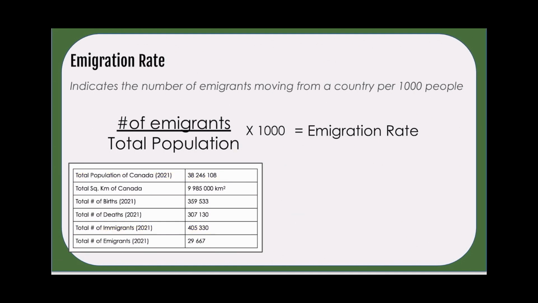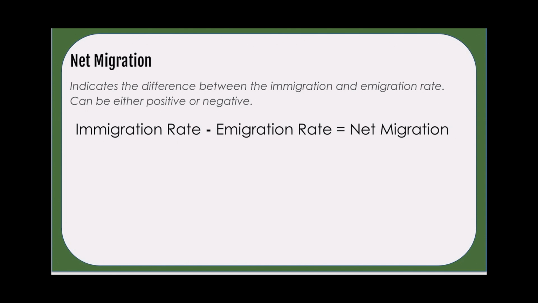For emigration rate, this is where we're looking to see the rate at which people are leaving a given area. So we're going to be looking at our total number of emigrants as well as our total population here. So we're going to take our total number of emigrants, 29,667, and we're going to divide by our total population again, and we're going to multiply by 1,000, and that's going to give us our emigration rate, which is 0.78 emigrants per 1,000 people.